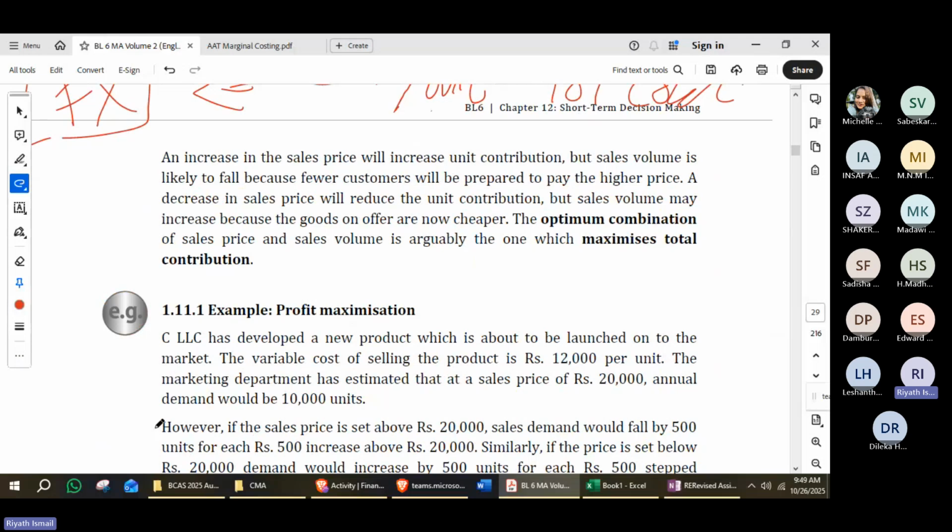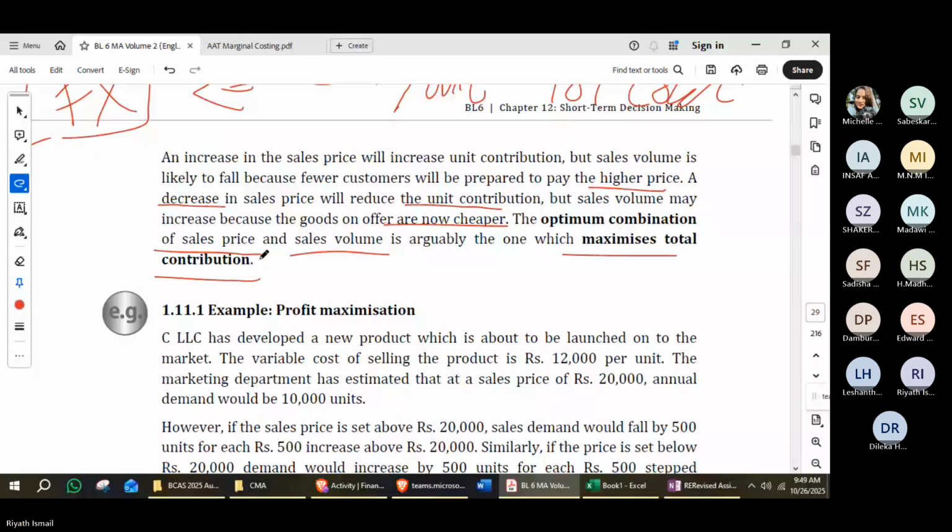An increase in sales price will increase the unit contribution, but sales volume is likely to fall because fewer customers will be prepared to pay higher prices. A decrease in sales price will reduce the unit contribution, but sales volume may increase because the goods are now cheaper when they reduce the selling price. The optimum combination of sales price and sales volume is arguably the one which maximizes the total contribution.